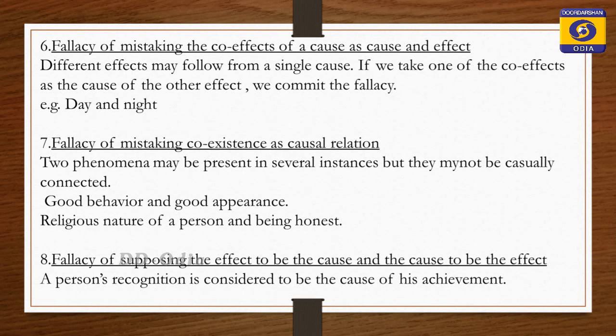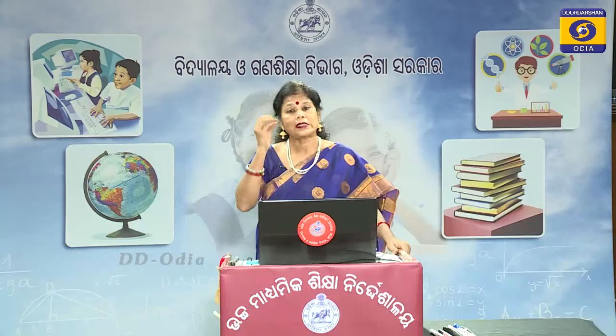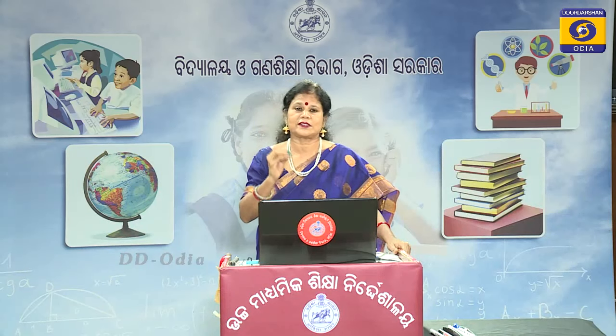Suppose a student is studying with you, he stands first in all the examinations, he gets all the scholarships, he becomes first in debate competition, essay competition, everywhere he becomes first. So his achievement is the cause of his recognition. So here we confuse between the cause and effect, and this is your fallacy of supposing the effect to be the cause and cause to be the effect. So this is about the fallacies of causation.